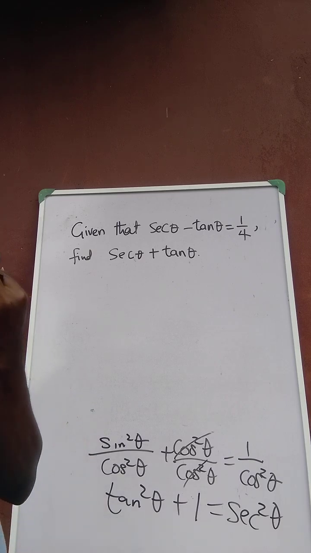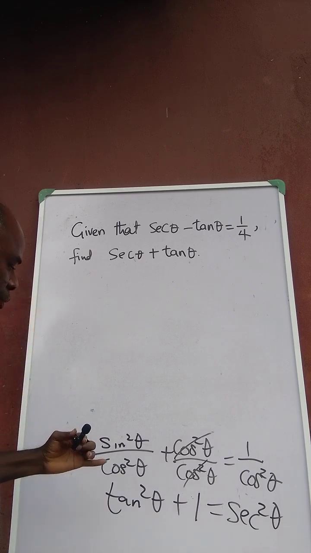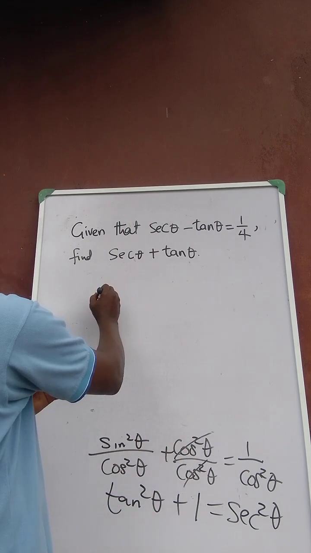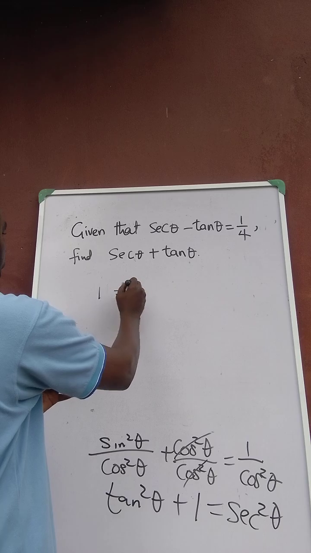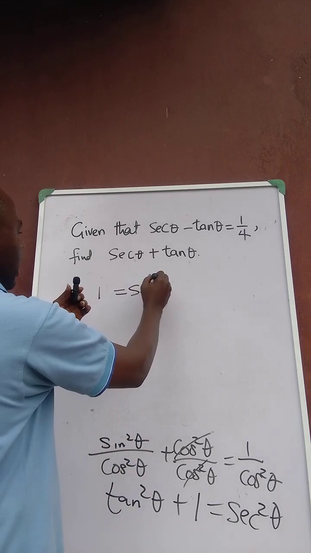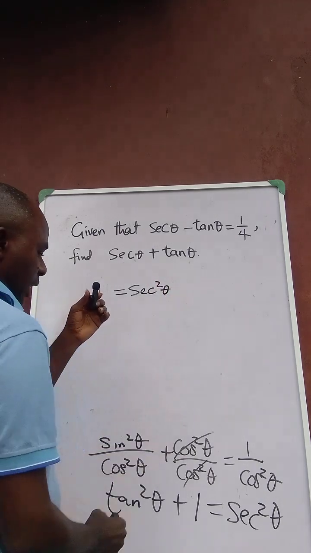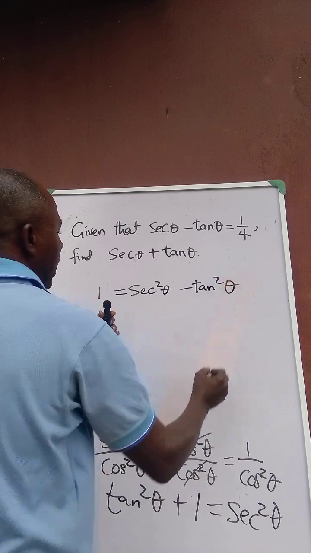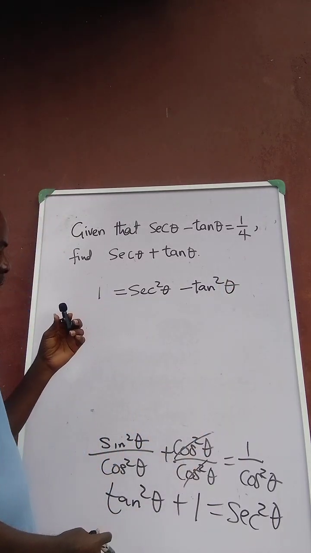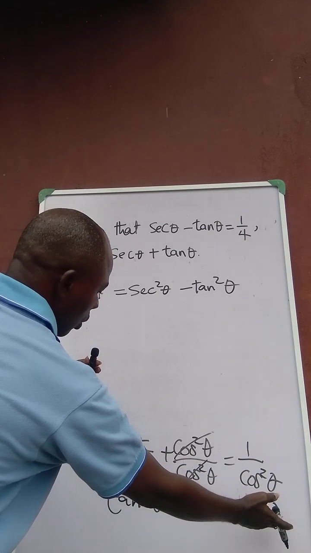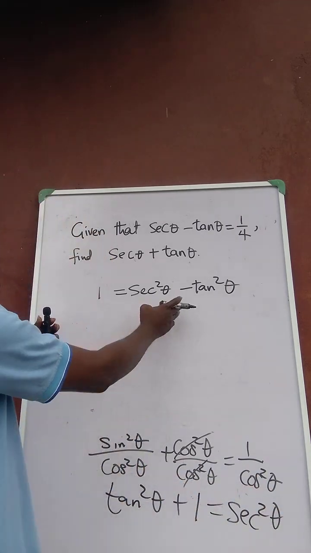Now, from what I have here, I can rewrite it. I can write this 1 is equal to sec squared theta minus tan squared theta. I only moved this tan squared theta to where sec squared theta is, so that's what I have here.